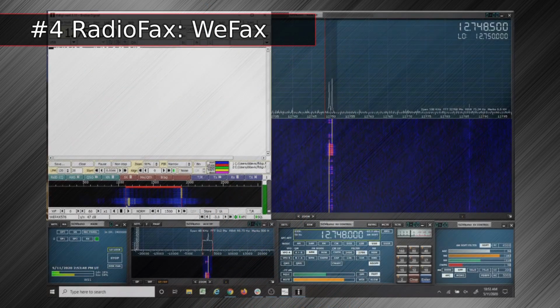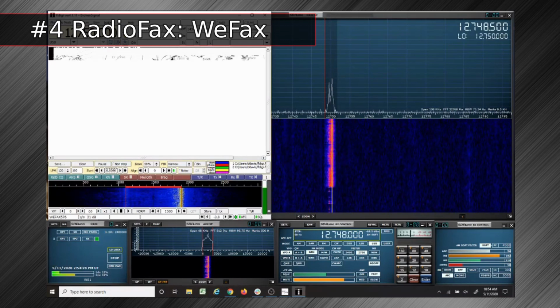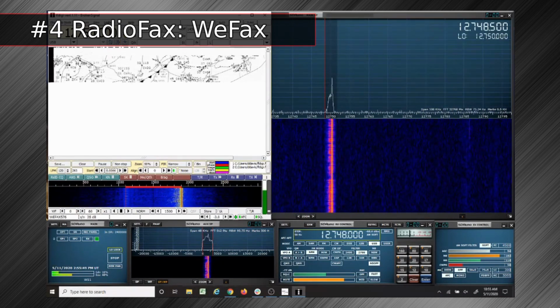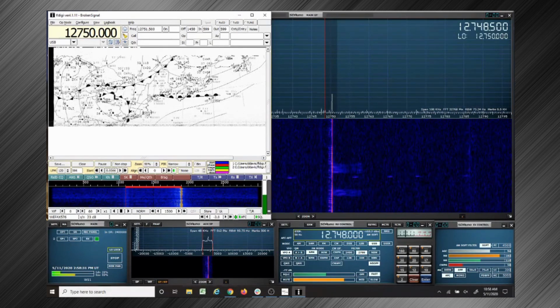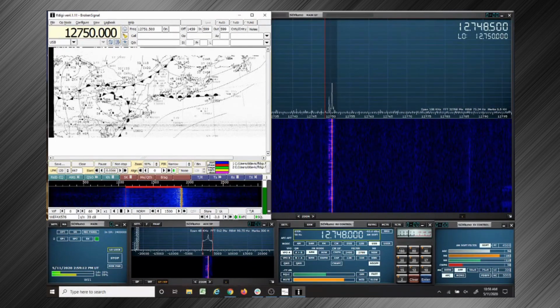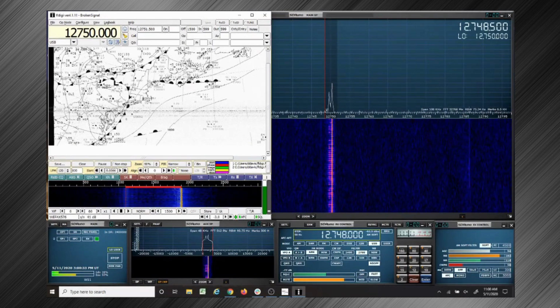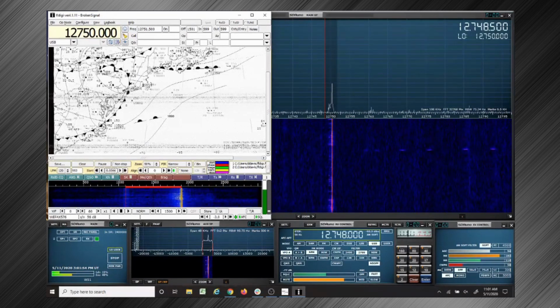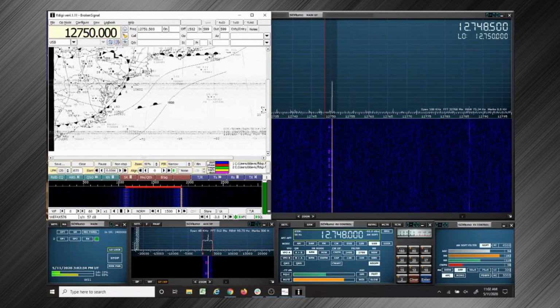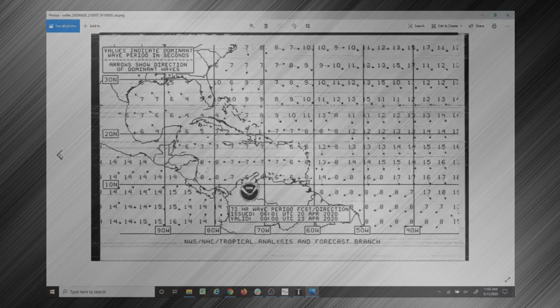At number 4 on our list is WeFax. Radio fax was the predecessor to SSTV and was used since the 30s to transmit monochromatic images over HF frequencies. Today, WeFax is the use of radio fax to transmit weather charts and other important weather-related information to ships at sea, helping them navigate around hazardous situations. Using SDR and the popular software FLDigi, you could receive and decode these images yourself.